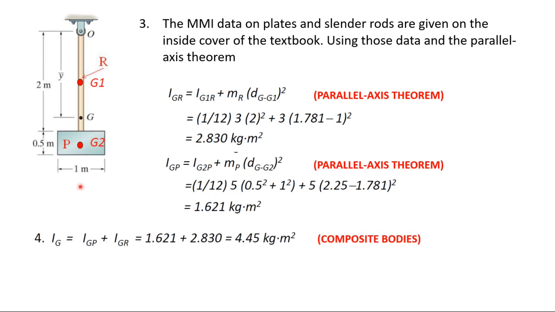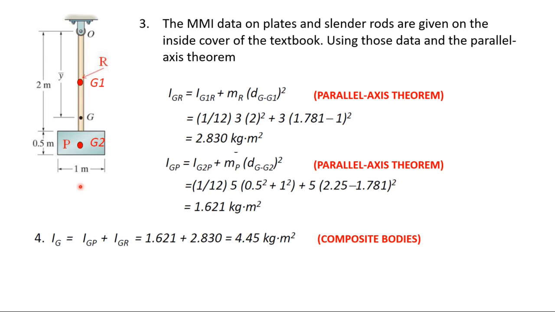So the total is just adding both, and we're going to get the answer equal to 4.45 kilogram meter square. Now, this is for the composite body, and we got the answer for the I G as requested.